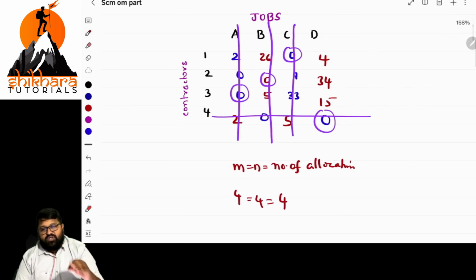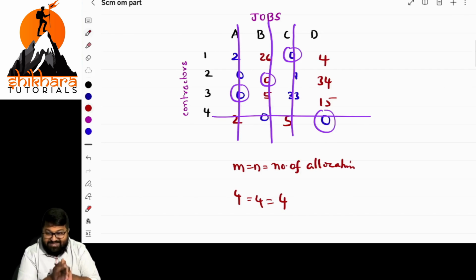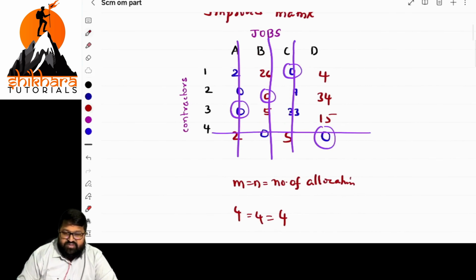Now whatever solution we got is the optimal solution, but it should be presented in a proper manner. It's the optimal allocation. Just allocation. We will get my optimal solution. Okay. So till here it is done.